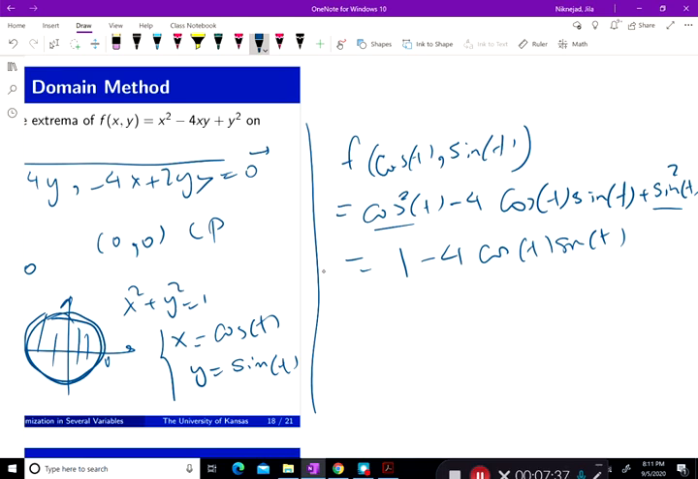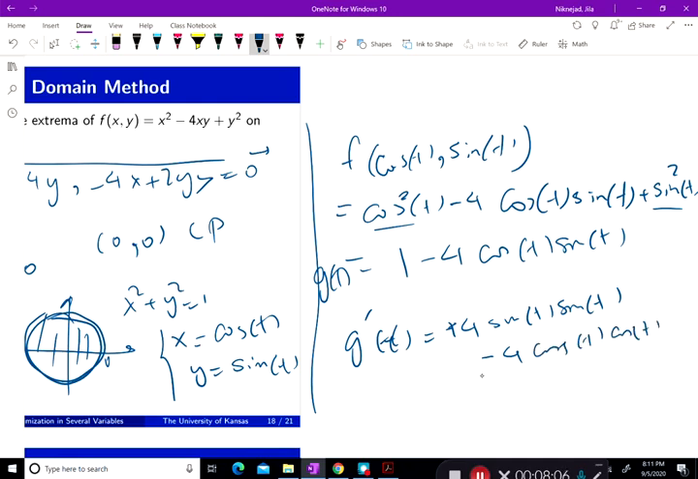So let's call this g of t, because we parameterized it. Now find g prime of t. That is negative 2, the derivative of sine is negative cosine, so plus sine of t, sine of t by the product rule, and then negative 2 cosine of t, cosine of t, and that is 4 times sine squared t minus cosine squared t.